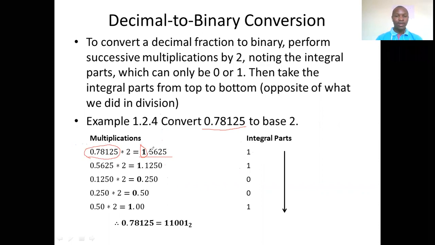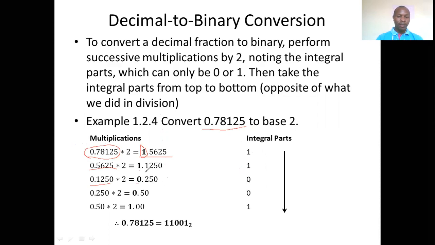Having taken note of that integral part, next we multiply the fractional part by 2 again. This fractional part is 0.5625. We take it down here and multiply it by 2. We get the answer, and then we note the integral part again. The integral part here is 1, so we bring it here. Now, the fractional part is 0.125. So we multiply it by 2, and that will give us 0.25. The integral part here is 0, so we note it here.